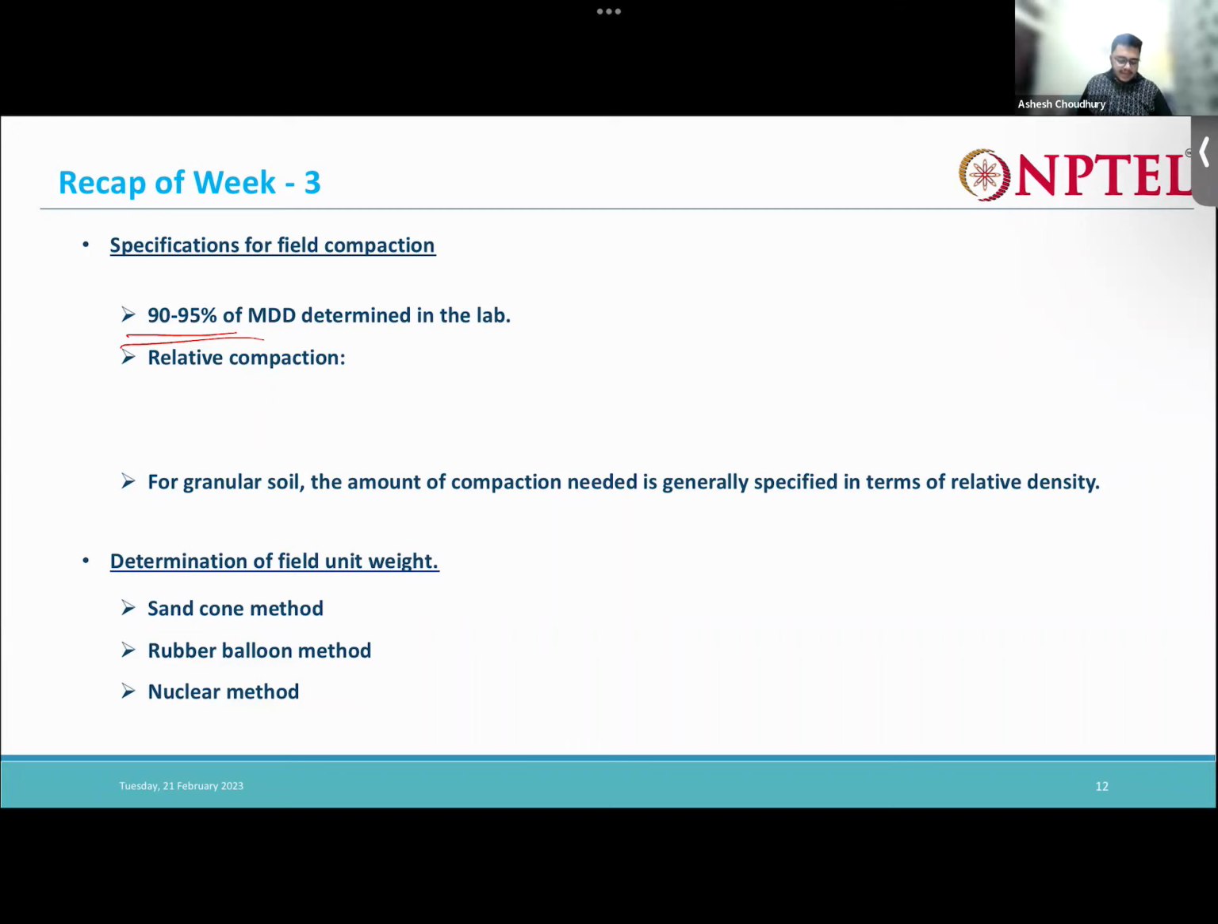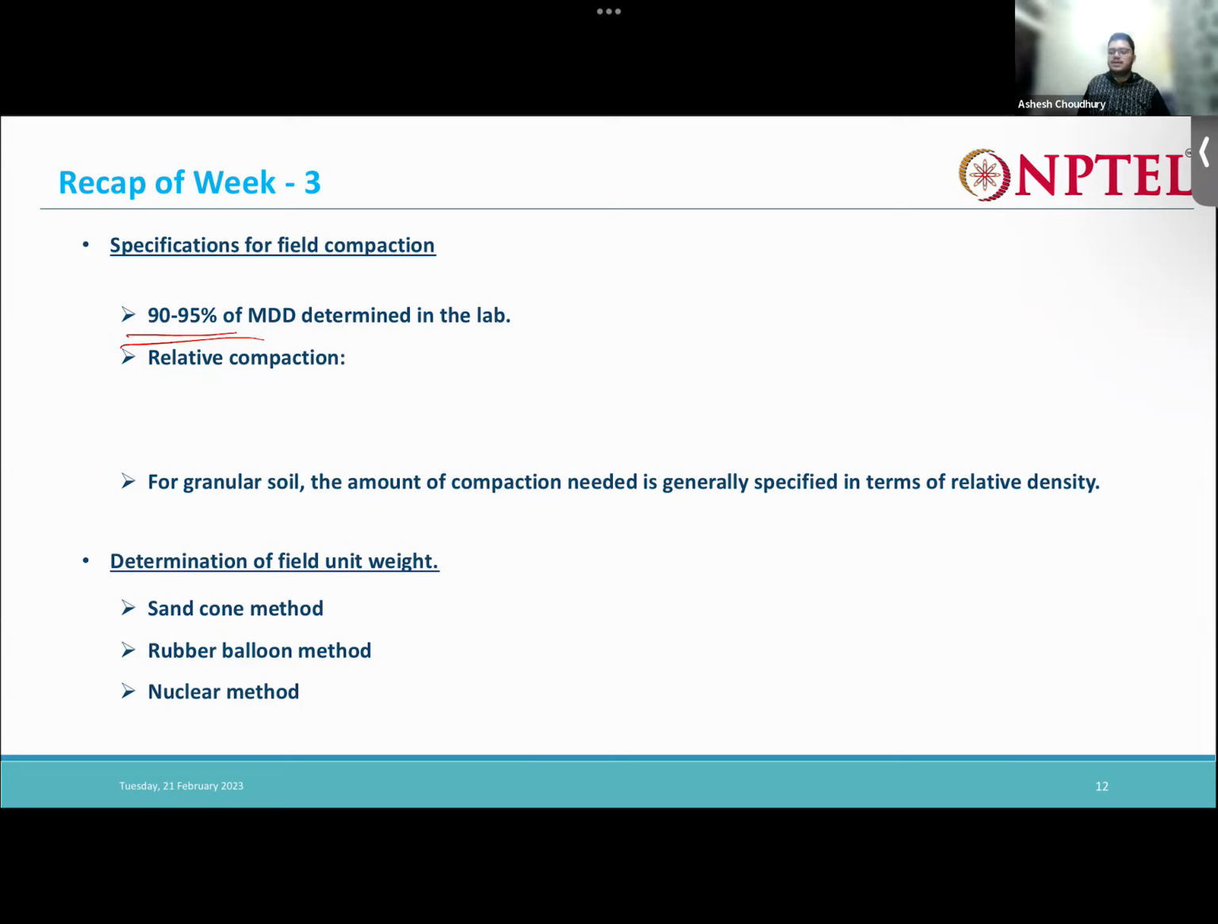So what I was telling is this 90 to 95%. You do the Proctor test in the lab, and after doing the Proctor test, you determine the maximum dry density. Now, for the same soil that you have tested in the lab, you need to compact it in the field. So you need to instruct the site engineers that this much compaction you need to achieve.